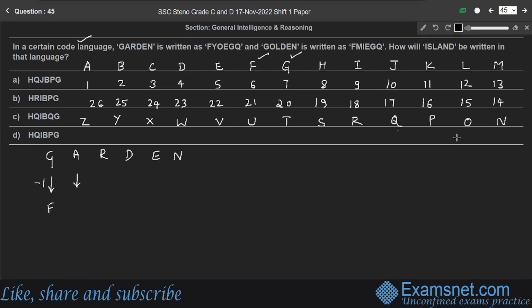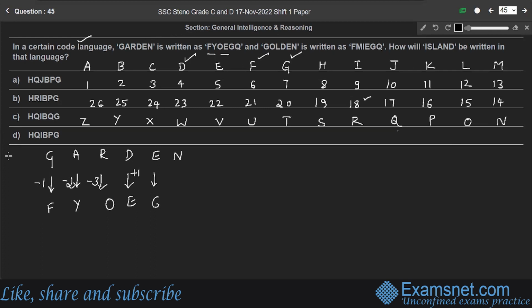And A is coded as Y, right? So A is 1, Y is 25. So according to their positional values, A minus 2 can be written as Y, right? So in the reverse order we are considering. R is coded as O. R is 18, O is 15. So I can write R minus 3 as O. Next is D, which is 4. D is coded as E, right? So I can write D plus 1 as E.